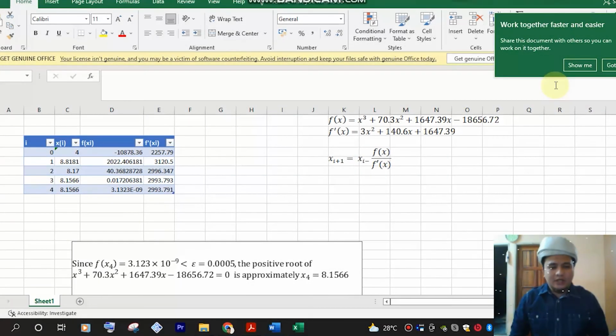So for my part, I will present the software to calculate the Newton-Raphson method. As you know, we chose the Newton-Raphson method to prove the number.